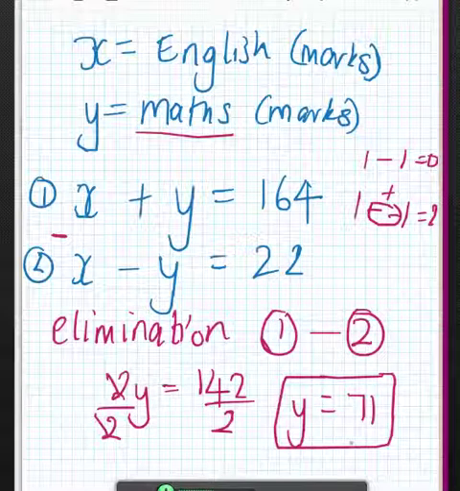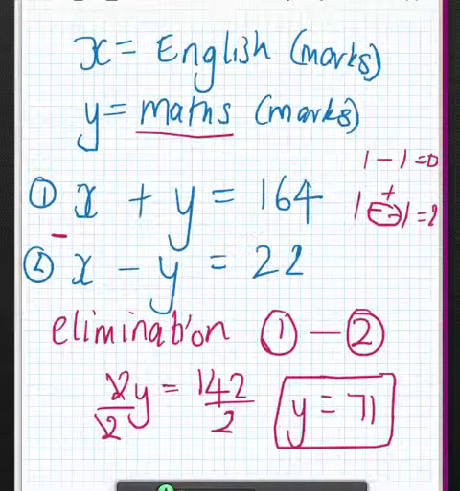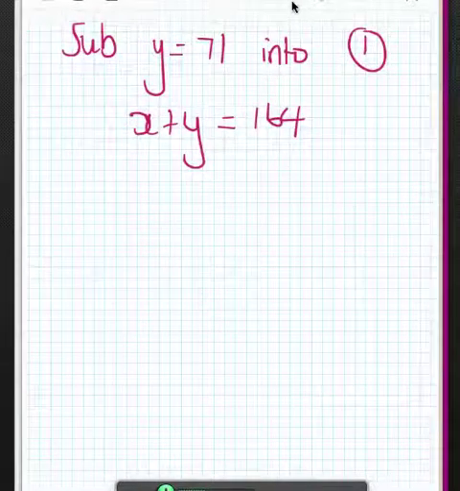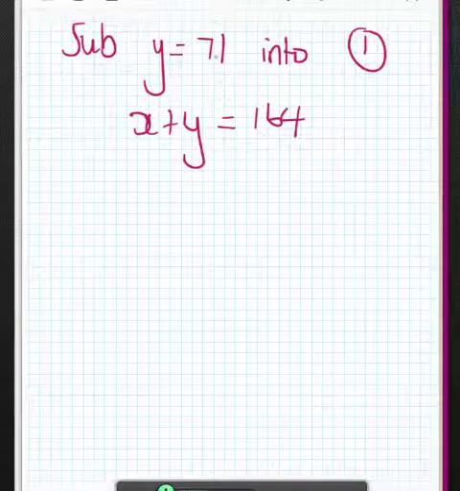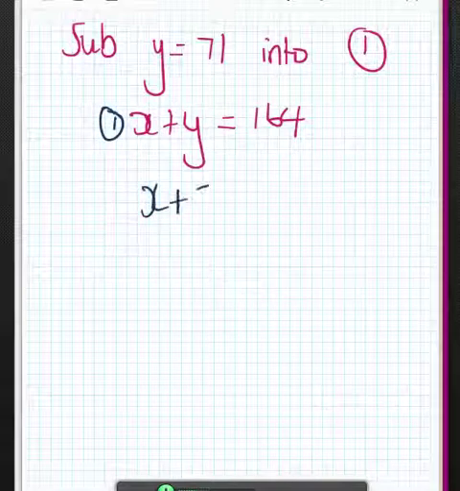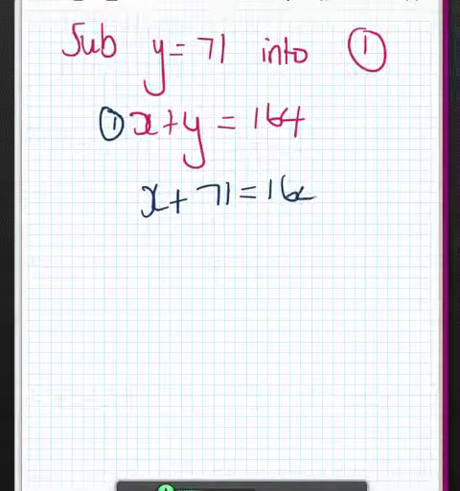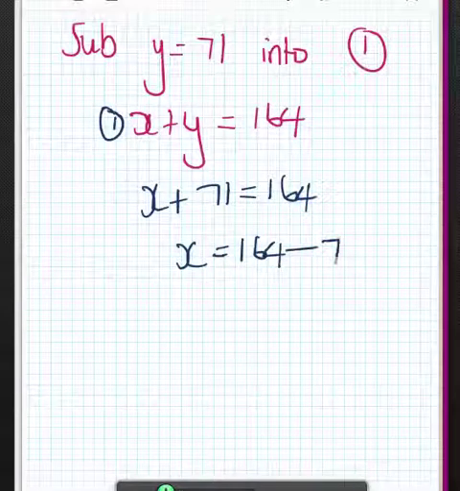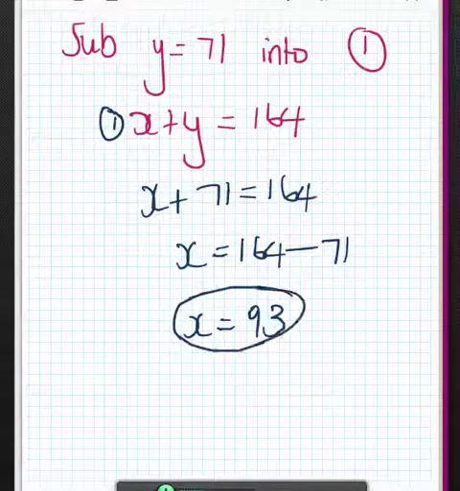Now, we have to find our English marks, and to do that, we simply substitute y equals 71 into either equation 1 or equation 2. So I'm just going to substitute it into equation 1. So sub y equals 71 into equation 1. There's my equation 1. So if y is 71, I have x plus 71 equals 164, minus 71 on both sides. And it leaves me with x should equal 93. And there we have it. We have found our 2 marks for those subjects.